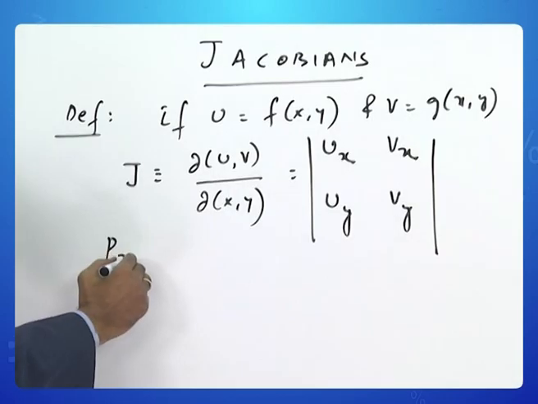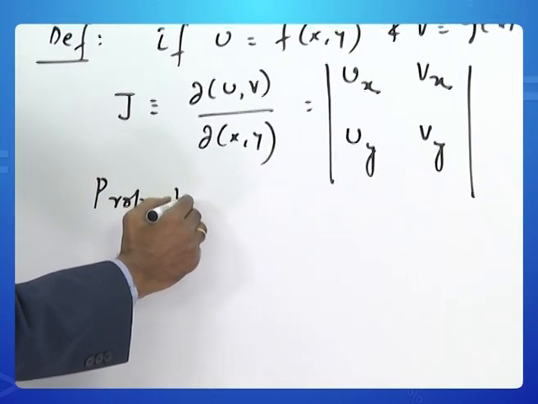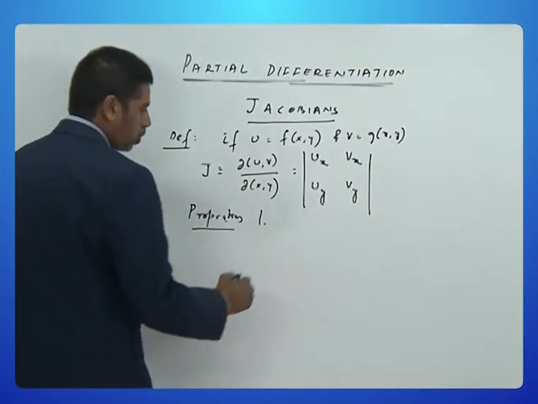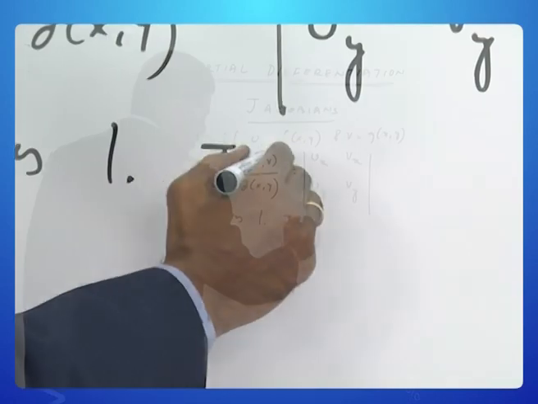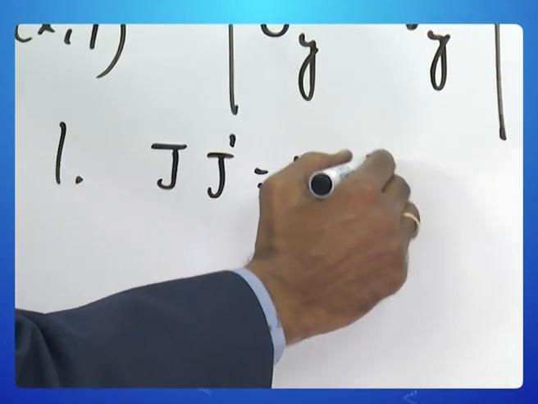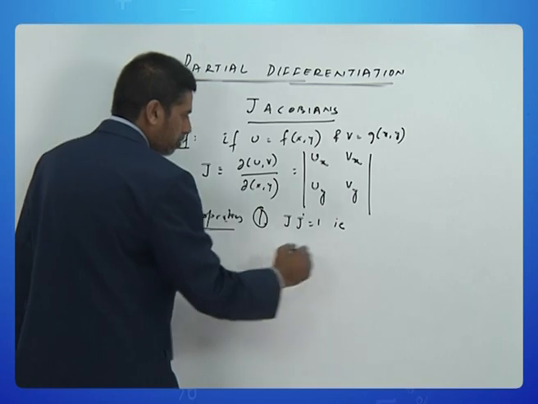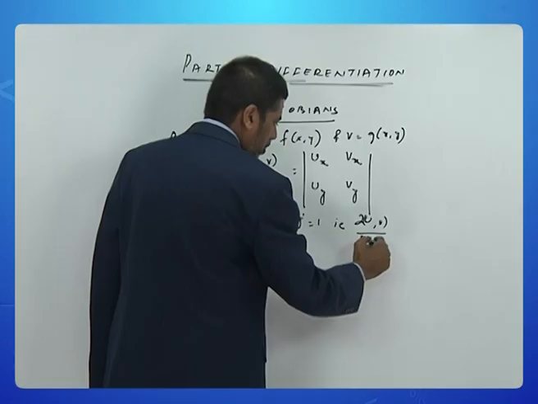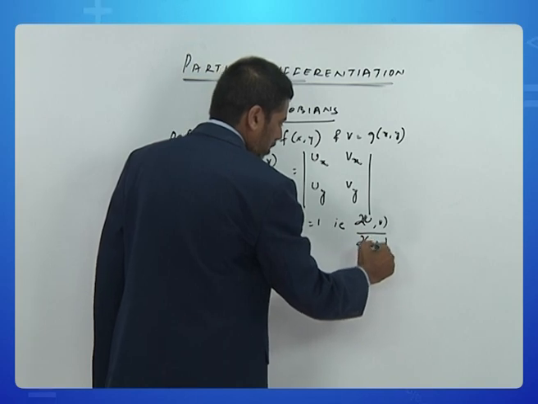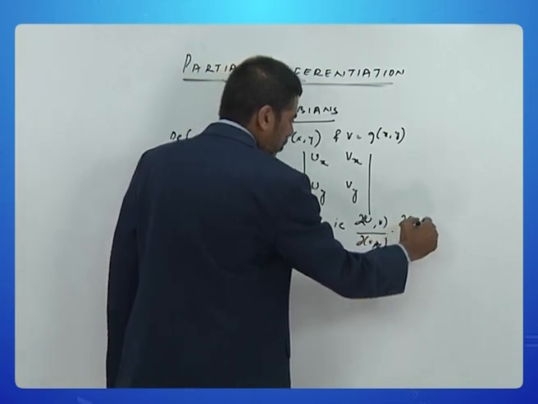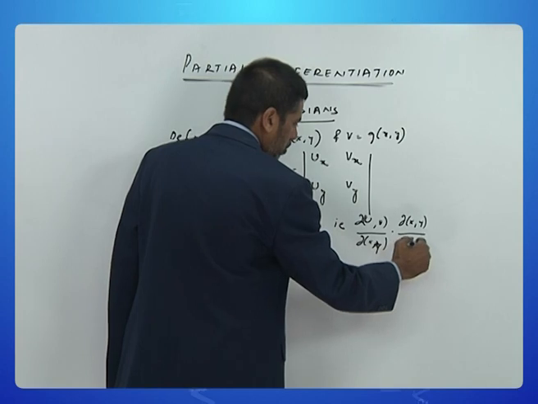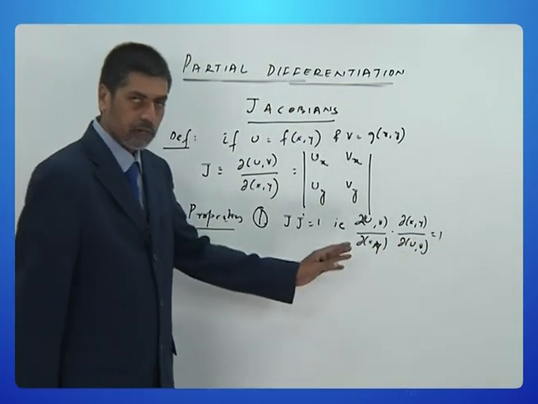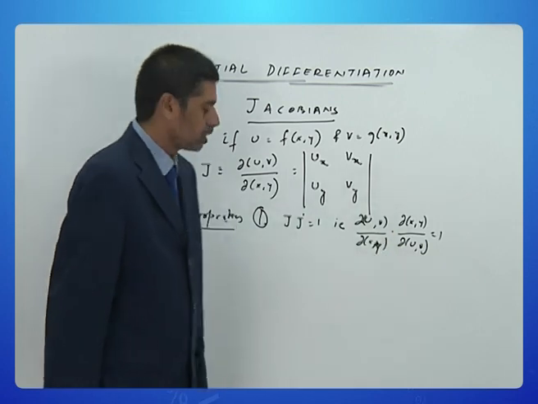So what do we have about properties? We will look at 3 properties. One is J into J dash is equal to 1. That is, dou uv by dou xy into dou xy by dou uv is always equal to 1, provided none of these Jacobians is 0.